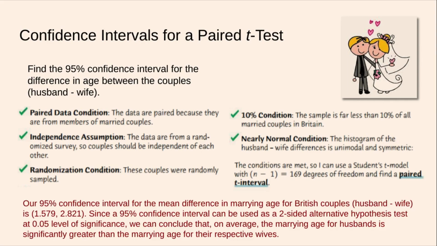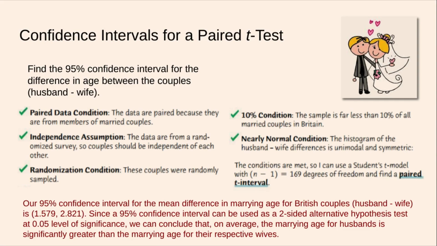this interval. Our 95% confidence interval for the mean difference in marrying age for British couples, husband minus wife, is that. And we notice that that interval does not cross 0. And we know that we're also doing husband minus wife. So these values are all positive. That means that on average, husbands are going to be older than their respective wives, all right?